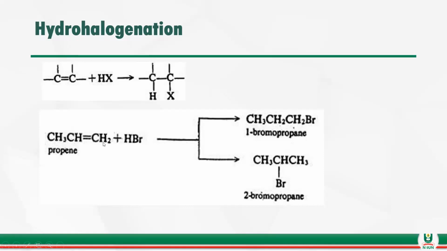One is when the hydrogen comes to this place, as you can see here. You see the hydrogen came to here to give you CH3, and then the bromine came to this place to give you CHBr. The next product is when the hydrogen comes to this place to give you CH2, and then the bromine comes to the terminal to give you Br. These are the 2 major products. Which one is going to be in more proportion? We shall find out in the next slide.